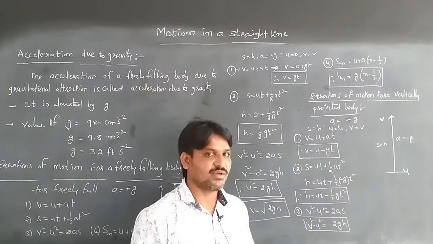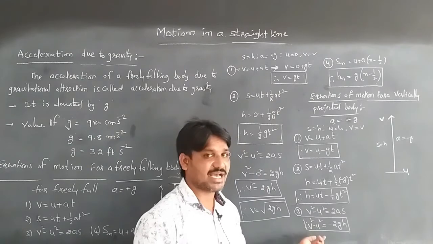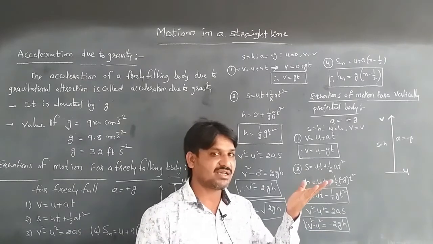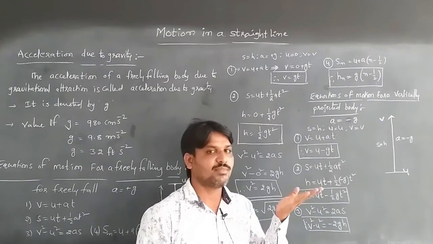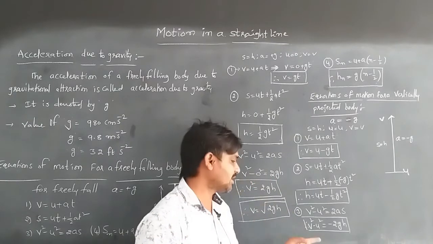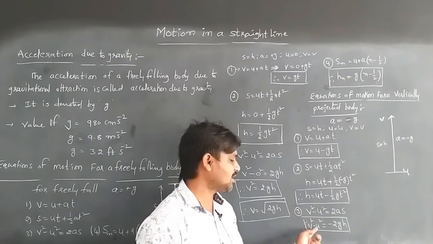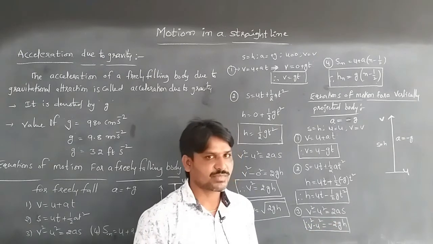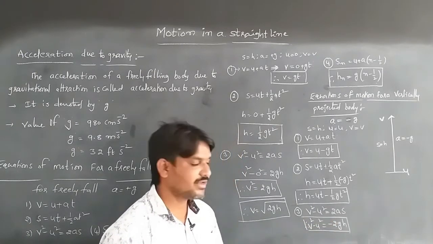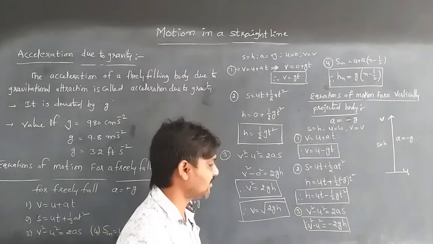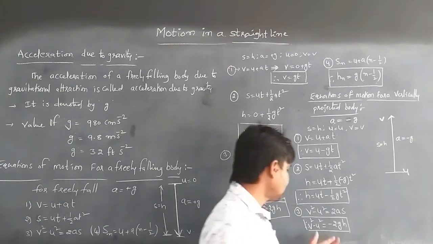Whenever the body reaches the maximum height, at maximum height the velocity becomes 0 but not the acceleration. So whenever the final velocity becomes 0, then we get U is equal to root 2GH. We will discuss this further in the parameters of a body. So here it is, the third equation.